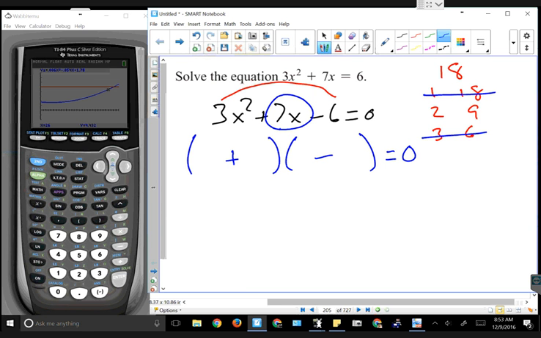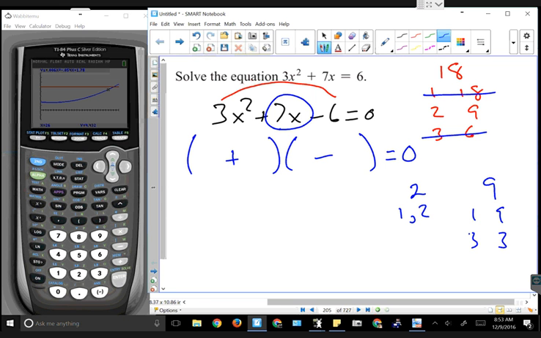What is the difference between 2 and 9? 7. So that means I have now got to work with the factors of 2 and work with the factors of 9. Well, the factors of 2 are 1 and 2. That's it. 1 and 9. 3 and 3.